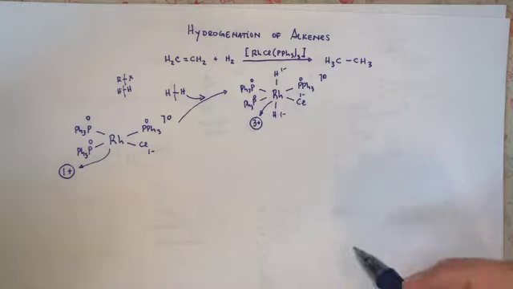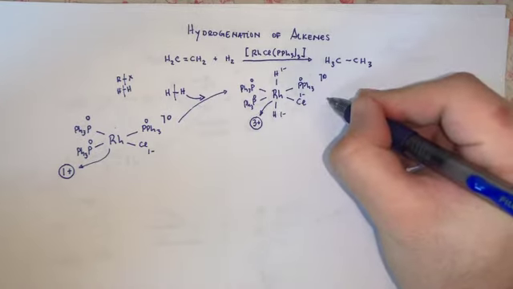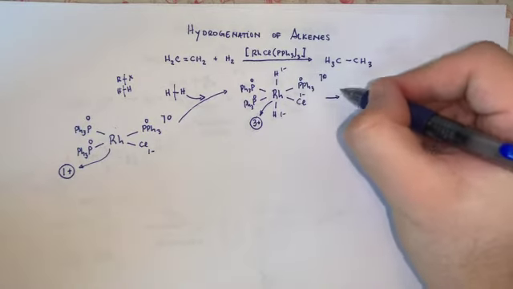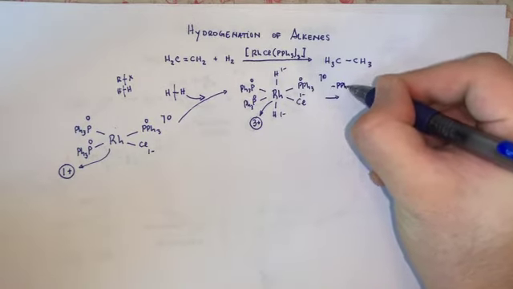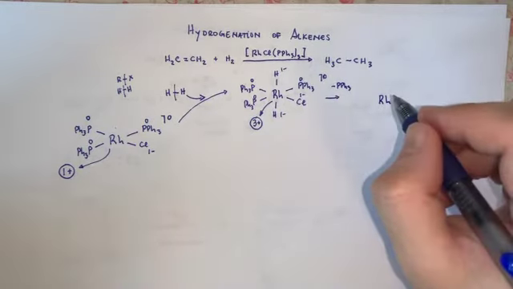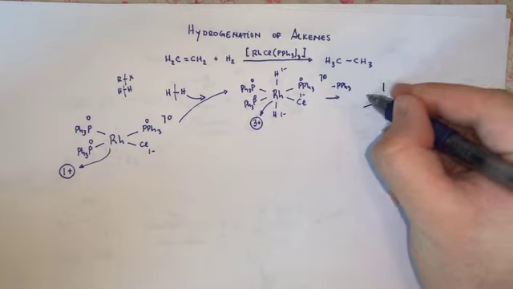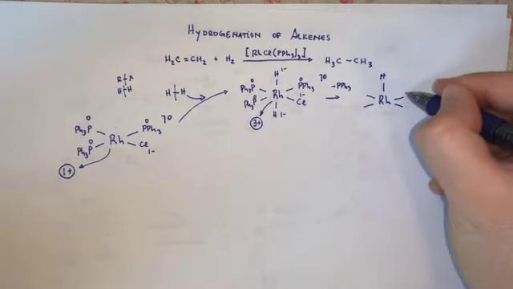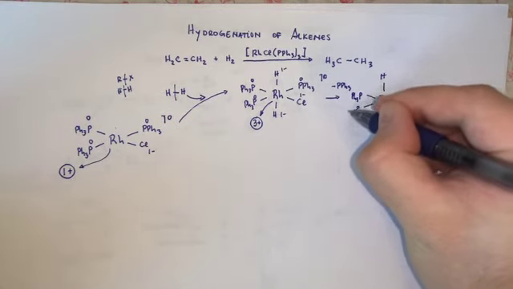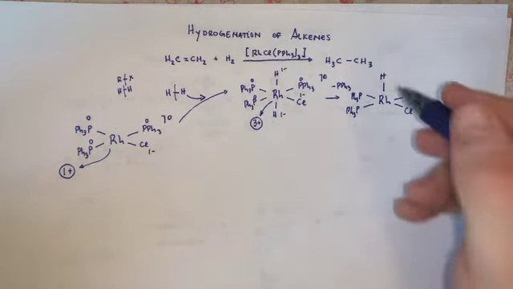All right. So now, the next step is that the complex will lose one of the triphenylphosphine ligands. So that's going to give a 5-coordinate compound. Let's draw it like that: H, H, chloro, and the triphenylphosphines here. Okay, so we lost one of the triphenylphosphine ligands.